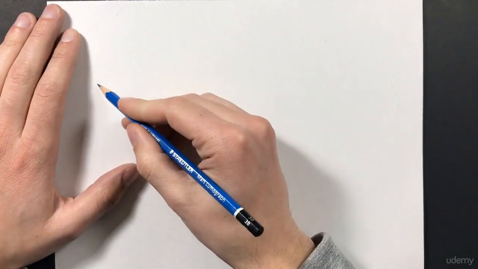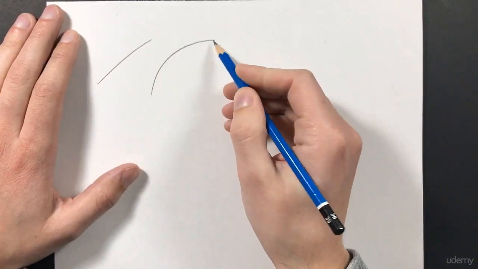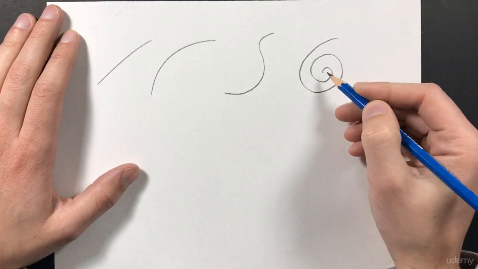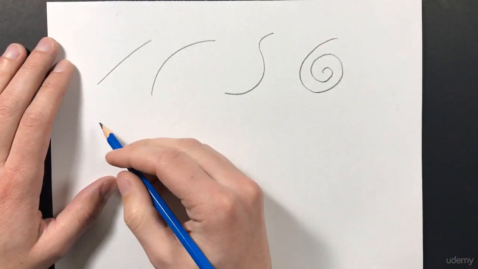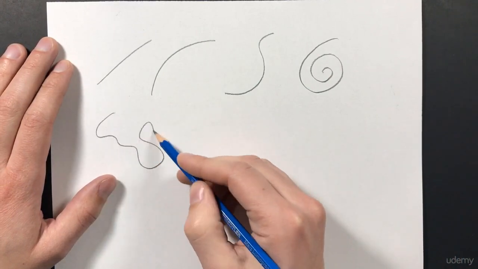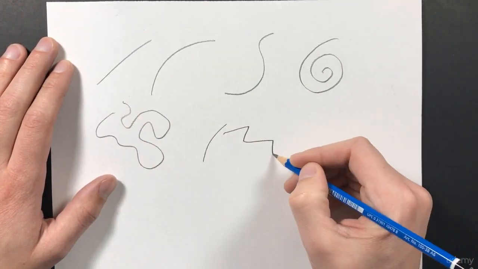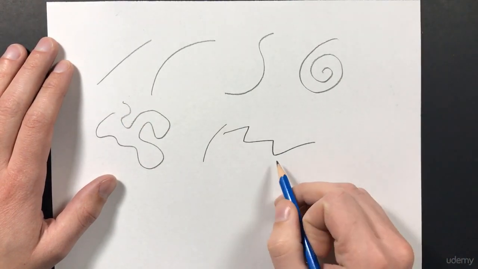So we have straight lines, we have curved lines, we have S lines, we have swirly lines, we have random organic squiggly lines. We have all different types of lines, okay? We have lightning bolt lines. They're all different types.